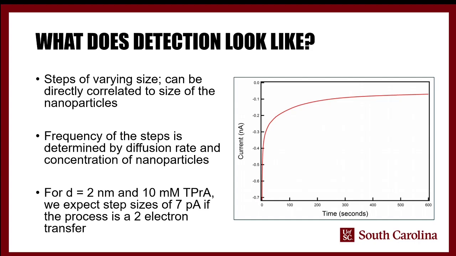So the rule of thumb is generally that you choose your concentration of nanoparticles such that your expected frequency is less than 1 per second. You could probably get away with a slightly higher frequency rate, but we choose that because it gives us some leeway in terms of the measurement.